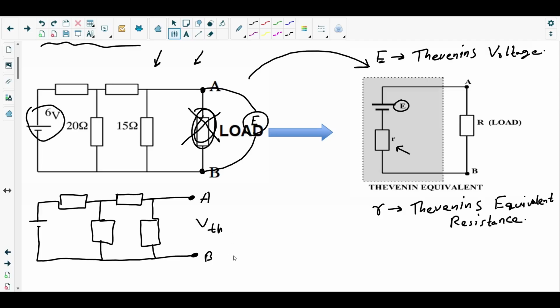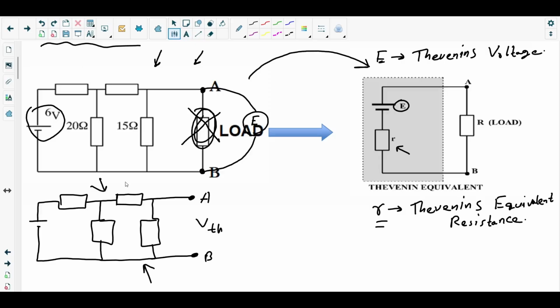So what's the Thevenin's resistance here? Thevenin's resistance is basically the resistance of this circuit, because here the load resistor is not present. After the load resistor has been taken out, the existing circuit has this many resistors, so the equivalent resistance of all of these resistors will be the Thevenin's equivalent resistance.